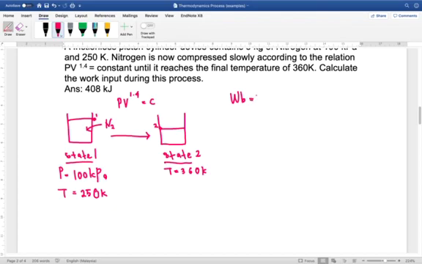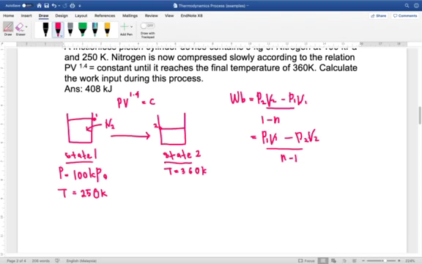WB is equal to P2 V2 minus P1 V1 over 1 minus n, or we can write it as P1 V1 minus P2 V2 over n minus 1. Okay, so have a look at this equation.